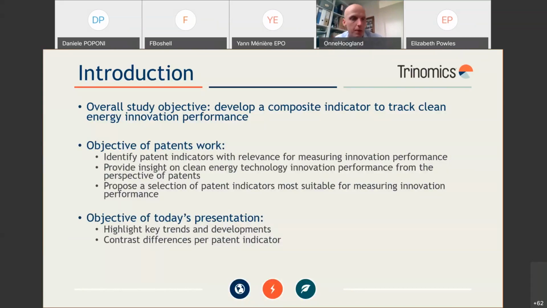Today, I will be talking about the patents work, and the objective of this was to identify patent indicators with relevance for measuring innovation performance, to provide insight on clean energy technology innovation performance from the perspective of patents, and to propose a selection of patent indicators that are most suitable for measuring innovation performance, and as a result, for including in the overall indicator. Today, I will highlight a few key trends and developments, also looking at how the performance of countries shifts depending on the indicator you use and how that changed over time. I will do that through a series of graphs.